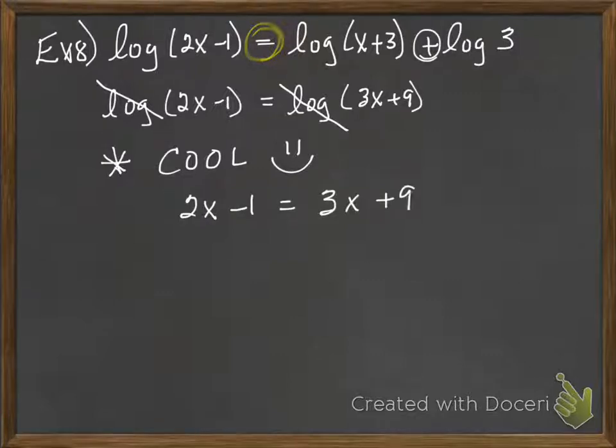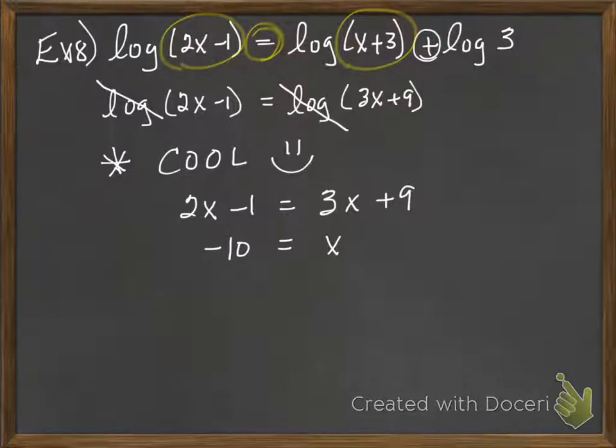Is this equation quadratic? No, it's not quadratic, so it's not going to be more difficult to solve. Get all your x's on one side and all the numbers on the other, and I think you end up with x is equal to negative 10. And before you circle that answer, is negative 10 in the domain? Well, that means that 2 times negative 10 minus 1 has got to be greater than 0, and x plus 3 has got to be greater than 0, and if x is negative 10, that's not going to happen. And if it made any of those not greater than 0, it can't be in your domain. You would have to throw it out.